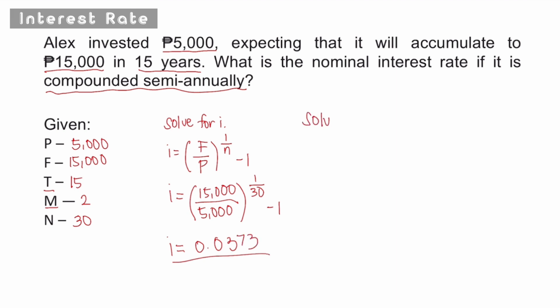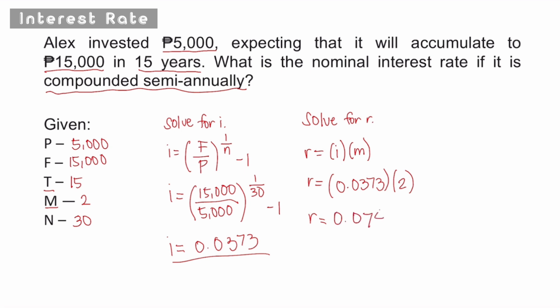Now we can solve for R. To solve for R, we have to multiply I and M. So let's substitute. Our I is 0.0373 times our M, which is 2. And the answer is 0.0746. And we will convert it into percent, so the final answer is 7.46%. Here is our interest rate.